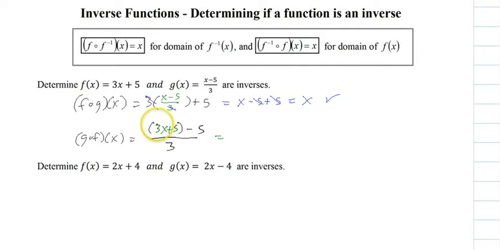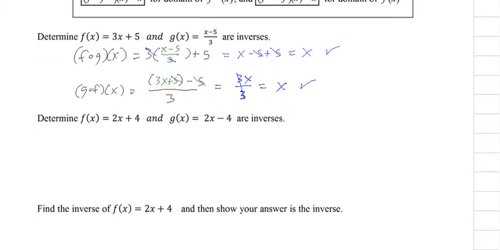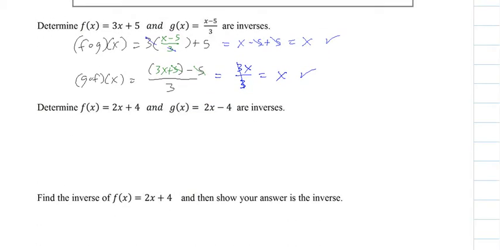So the parentheses, there's nothing to distribute, so we can just cancel those. Let's do this in blue, just to match. Cancel the 3, and there it is. So these are inverses of each other. That's all you have to do. These are inverses. All right, so try that one. Determine if those two are inverses. Hit pause and give them a shot.